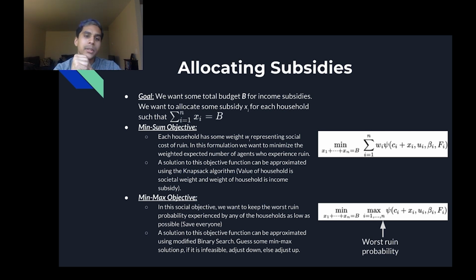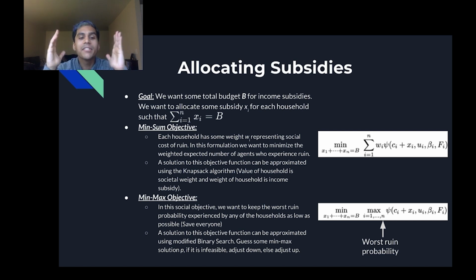And the solution, when you have this objective function that you're trying to solve for, can be approximated using the knapsack algorithm. So how does it relate to the knapsack algorithm? Well, you can think about the value of the household. The value of the household is its societal weight: how valuable is it to save the household. And the weight of the household is the income subsidy. So it's better to save multiple less valuable households using smaller subsidies rather than just picking one big household and using all your income subsidies to save one household that has a lot of societal weight.